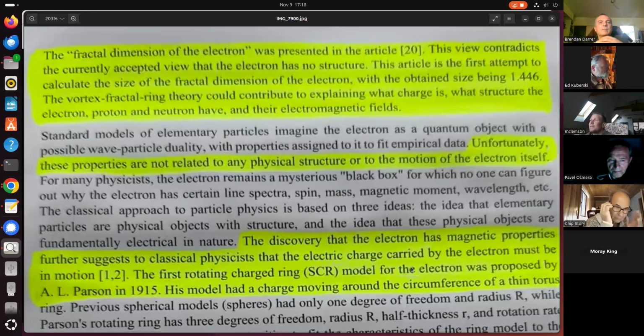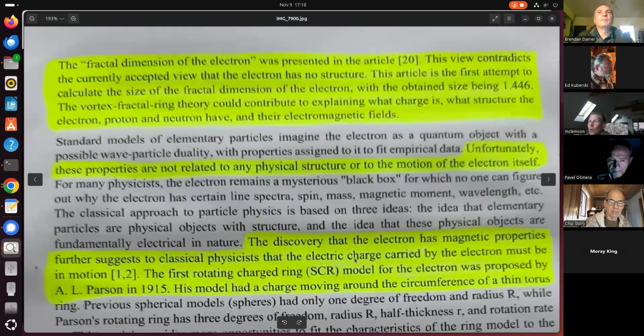The fractal dimension of the electron was presented in the article, reference 20. This view contradicts the currently accepted view that the electron has no structure. This article is the first attempt to calculate the size of the fractal dimension of the electron, with the obtained size being 1.446.